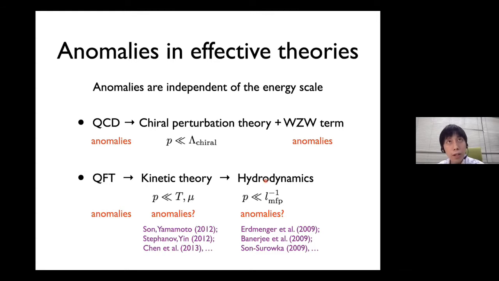And then one can naturally ask how the chiral anomaly and chiral magnetic effect can be incorporated in the framework of kinetic theory and hydrodynamics. In fact, the conventional relativistic kinetic theory and relativistic hydrodynamics miss the effects of the chiral anomaly and chiral magnetic effect. Only in recent years have we understood how such effects can be incorporated in this framework of effective theories.